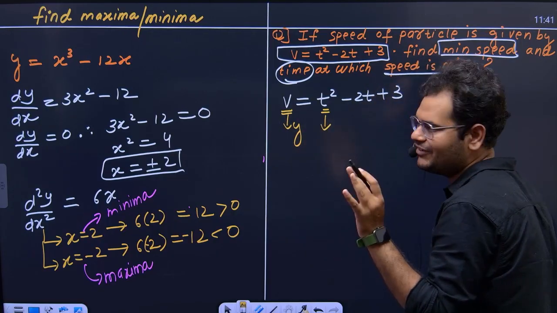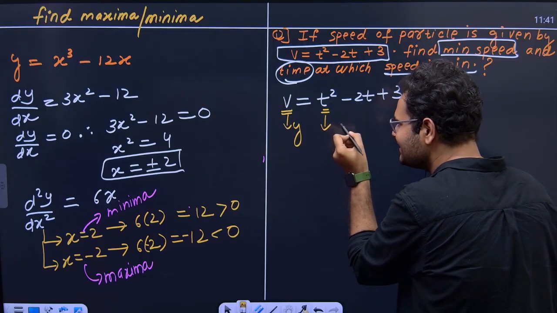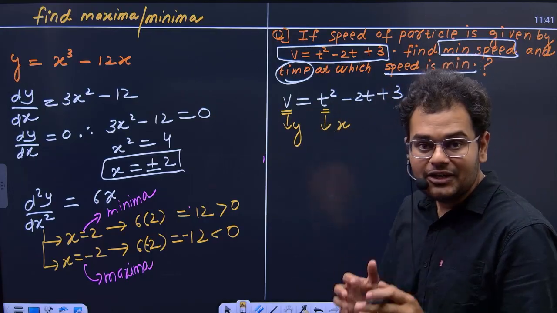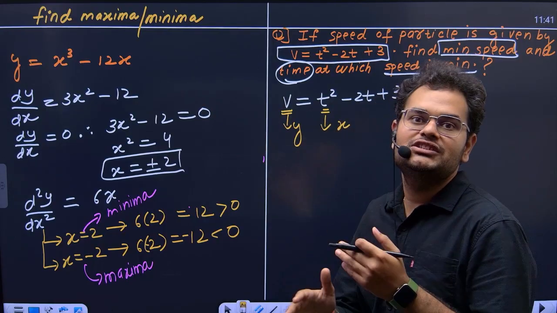You are single, you don't have x. Okay, but here what is x? X is nothing but t. Are you getting what I'm trying to say? So this is y as a function of x.